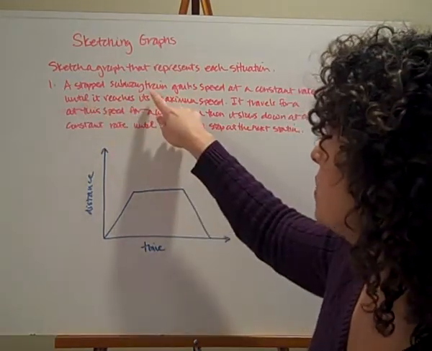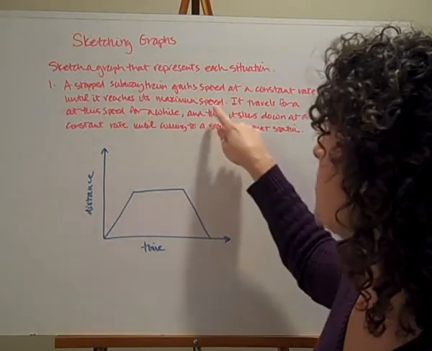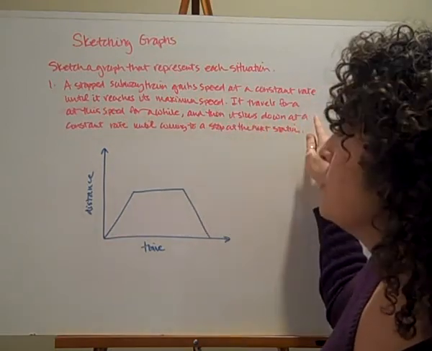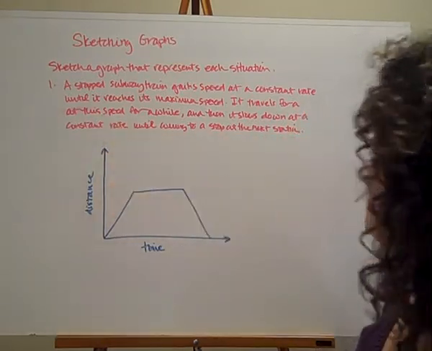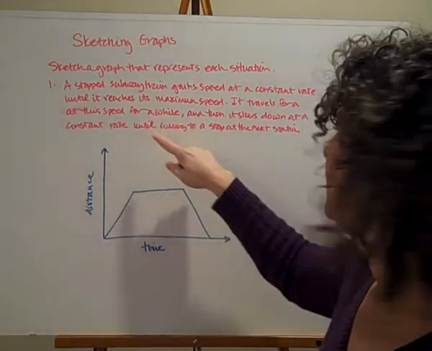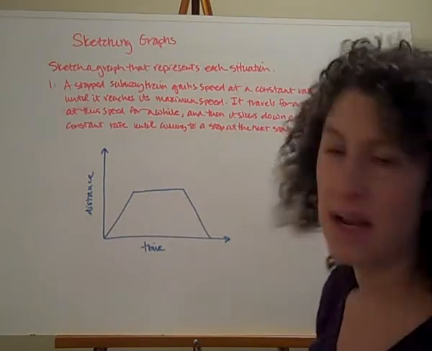A stopped subway train gains speed at a constant rate until it reaches its maximum speed. It travels at this speed for a while, and then it slows down at a constant rate until coming to a stop at the next station.